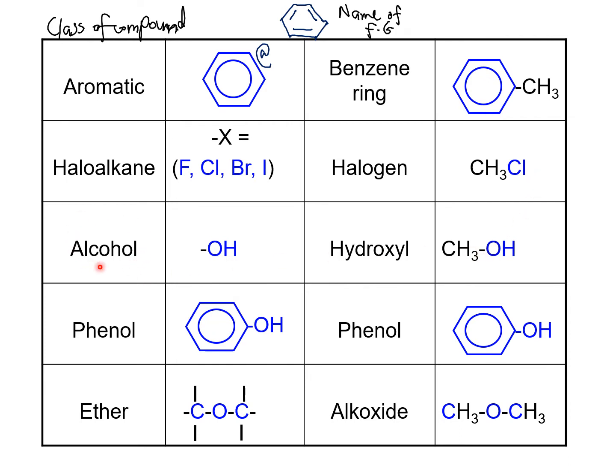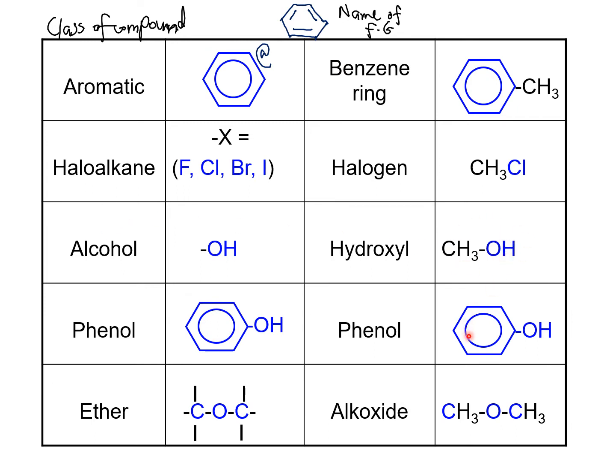Alright. Okay, next is alcohol. Kalau you ada class of compound alcohol, dia punya functional group dia adalah OH. Kalau you ada organic molecule yang attached pada OH, that is actually a class of compound dia adalah alcohol. And the name of the functional group dia adalah hydroxyl. Okay, depends on the question. Dia tanya kamu functional group ke class of compound. Tapi you tahulah this is actually an alcohol.